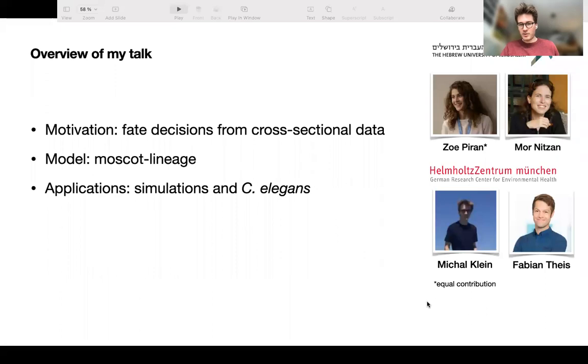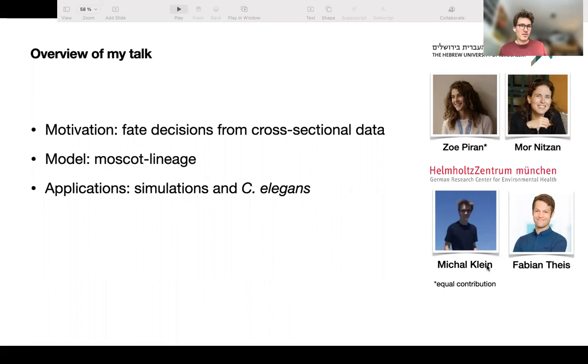Before I actually start, I want to highlight everyone that's involved in this project. This project is co-led between Zoe and myself. Zoe is a PhD student in the lab of Mor Nitzan at the Hebrew University in Jerusalem, where I was on a lab exchange this year in the summer. And also Michael from Fabian's lab, and of course Fabian are involved in this project.